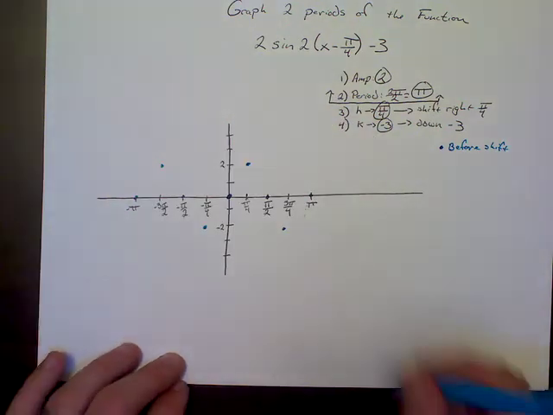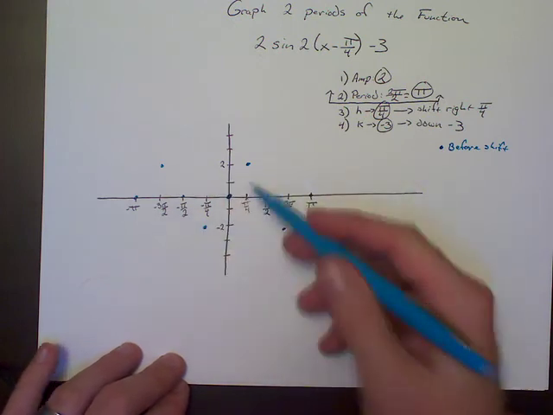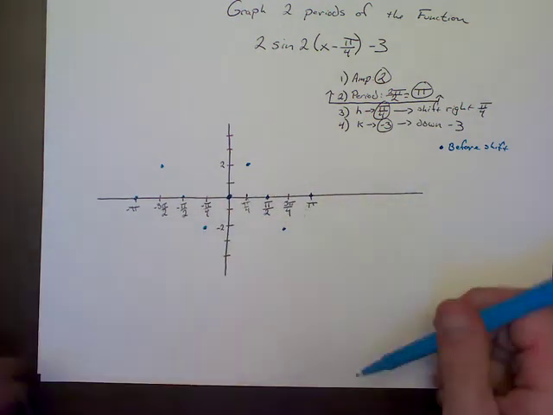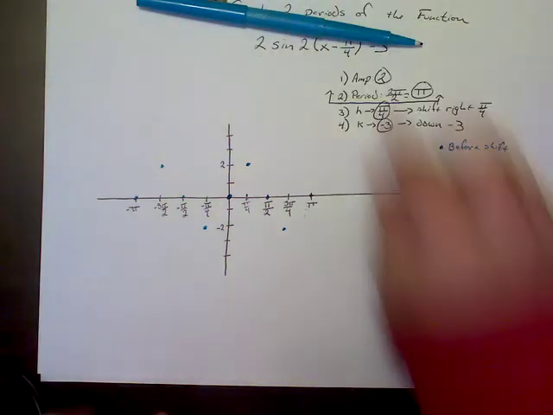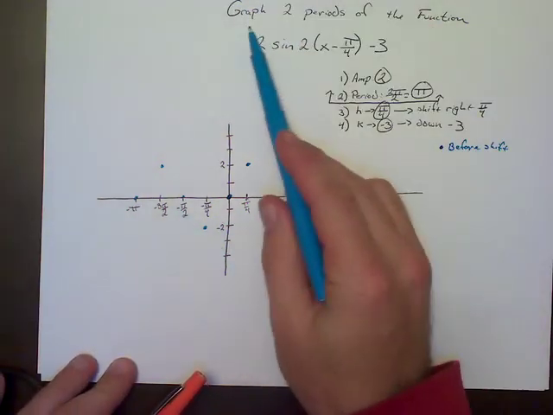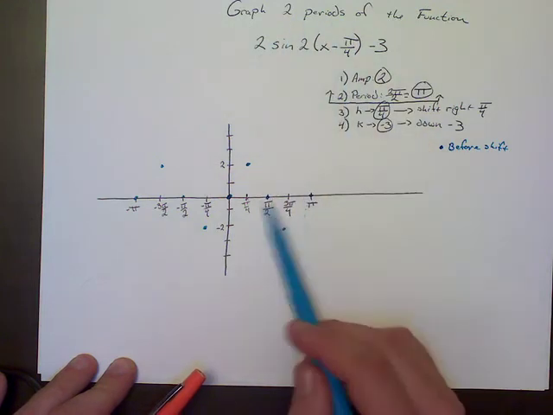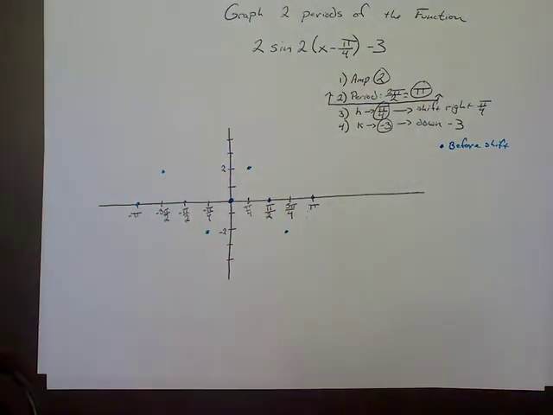Okay. Now notice I'm not going to actually connect the dots, because I don't want to put too much on the graph, because then it just gets confusing. It's already, as you're probably seeing, confusing enough. And the reason I did a positive and negative is because it said graph 2 periods of the function, and that's usually just the easiest way to do it.